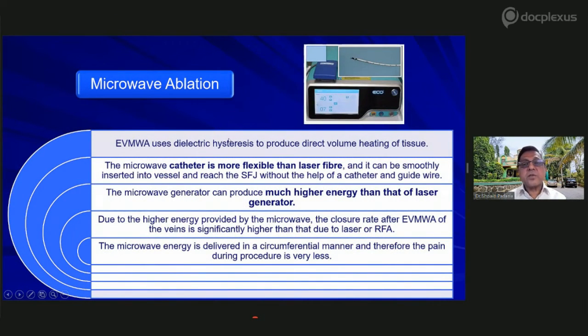Microwave ablation is something new. I have had the honor of doing some of the first few cases in this country. This was a machine introduced about a year and a half ago. The fiber is more flexible than a laser fiber. It generates higher energy than a laser generator, and it definitely delivers slightly better results. Unfortunately, it's a very expensive procedure. So until the costs come down, I think we will stick with lasers.